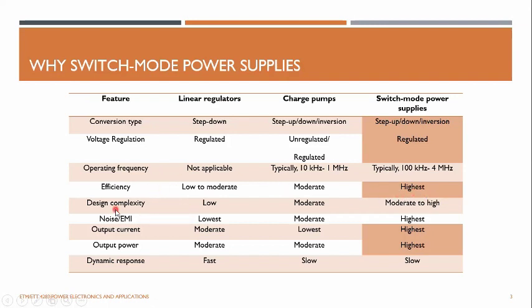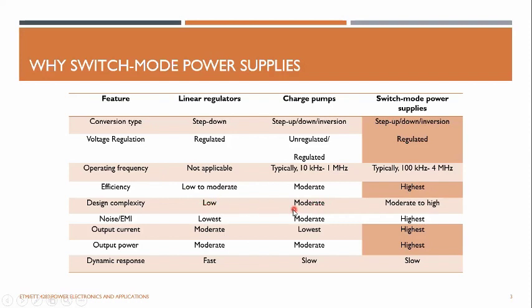So linear regulators are, complexity-wise, very easy to implement. It is a very simple design. You have seen it has only 3 pins. You just plug and play, right? Sometimes you just need to add some output capacitor, that's all.